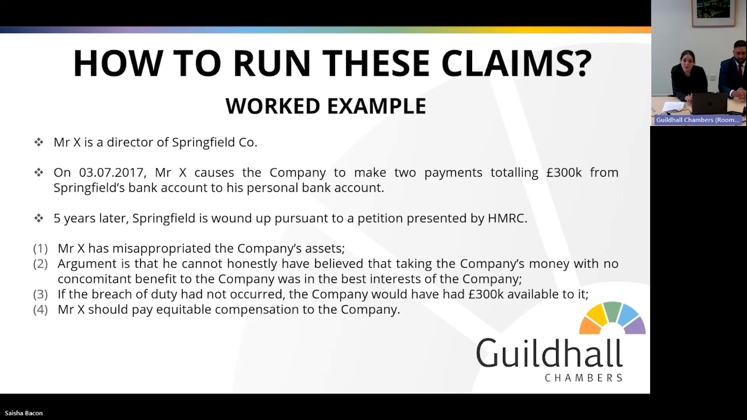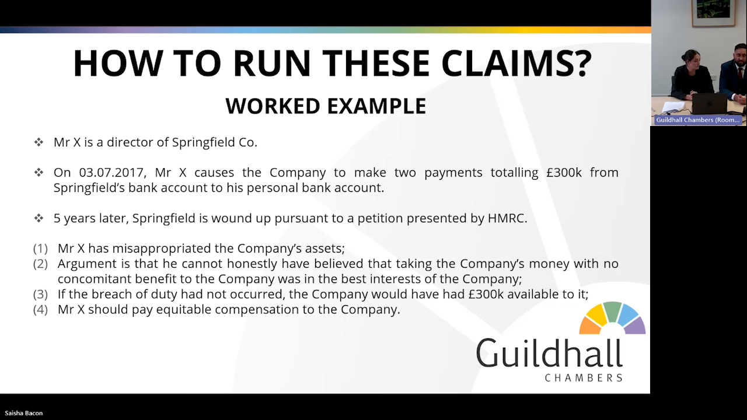What are the consequences? This is the loss. We're looking at what loss the company has suffered. Well, we'd say if the breach of duty had not occurred, if that money had not been paid, then the company would have £300,000 in their bank account. And so the consequence of all of that is that the applicant would be asking Mr. X to pay equitable compensation to the company of £300,000, unless he can prove that this payment was made for a good reason, really.